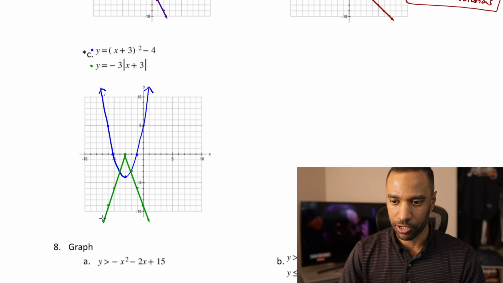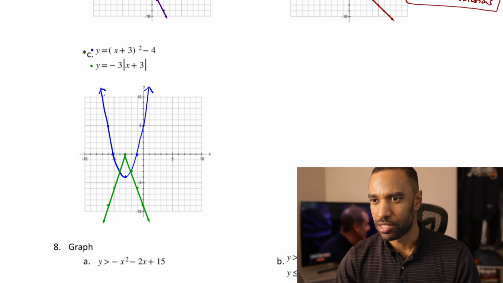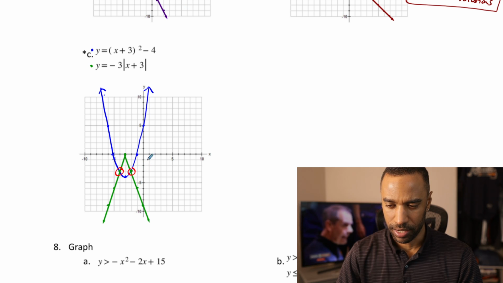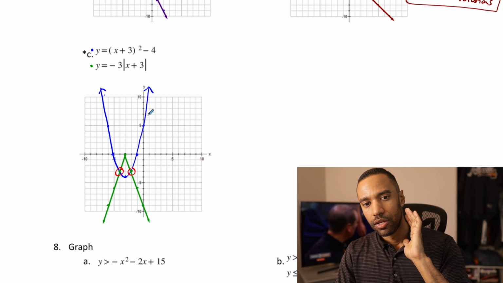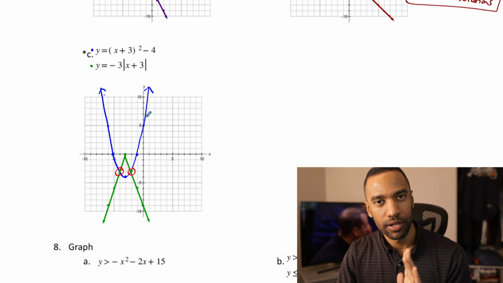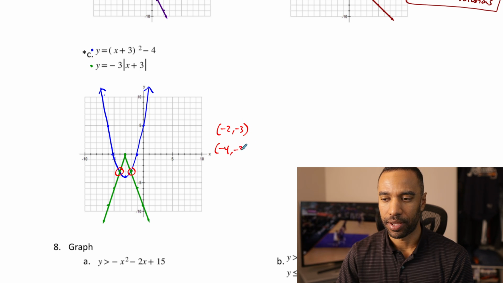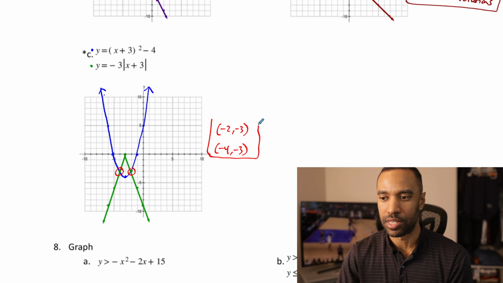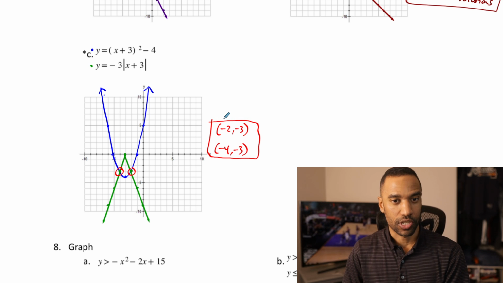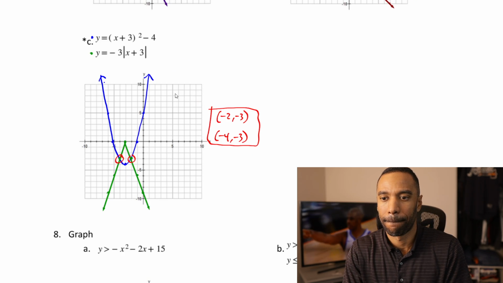And these are intersecting at these particular points here and here. Your solutions are not just x equals anymore. It's all about ordered pairs. These are negative 2, negative 3, and negative 4, negative 3. This is the first time we actually got to see ones that do intersect, though, with a system. And that's what they'll be there. That's part C.